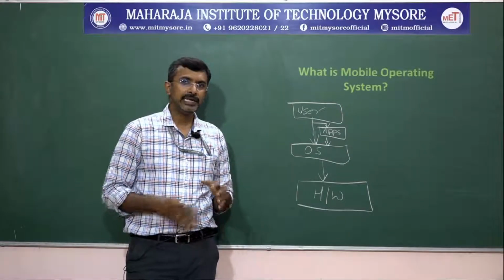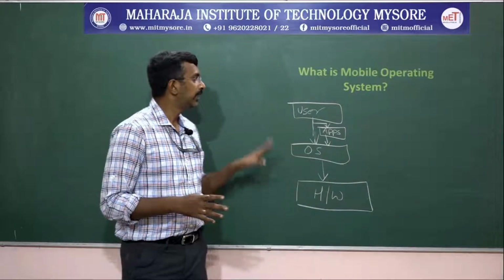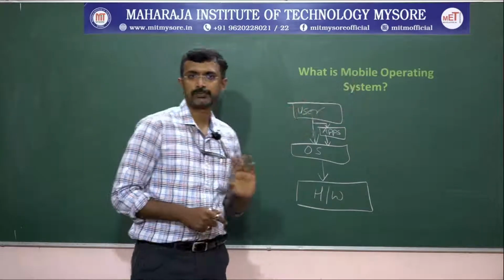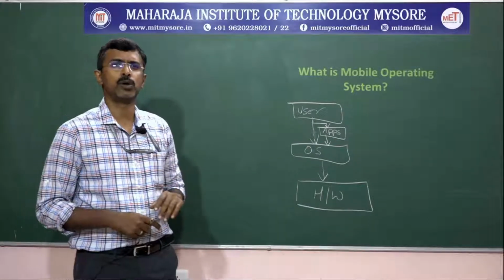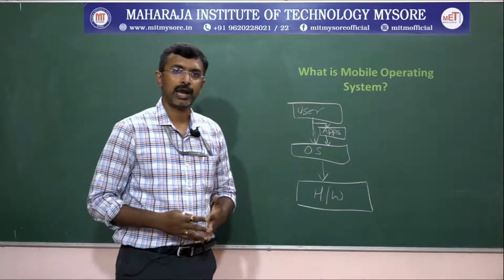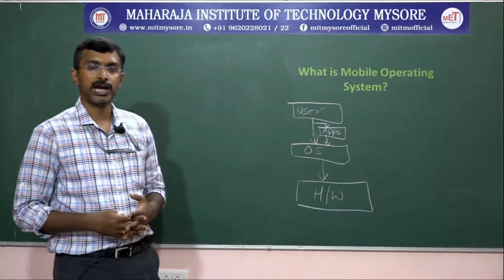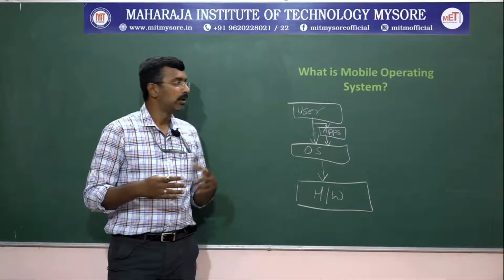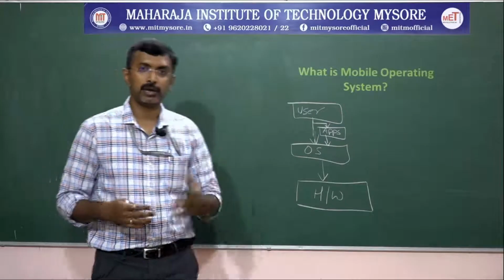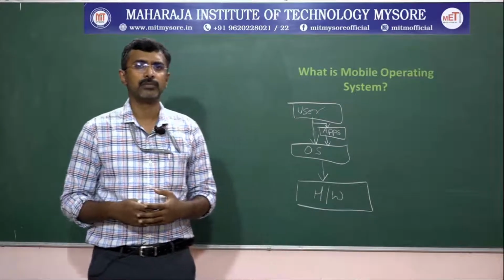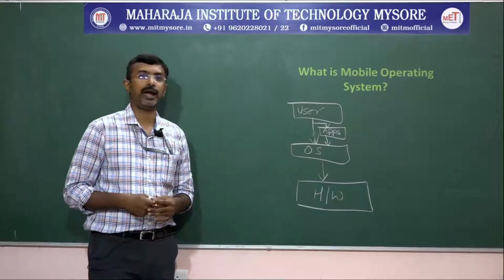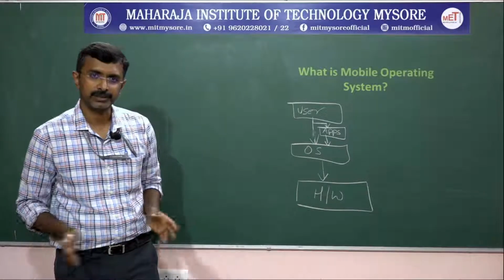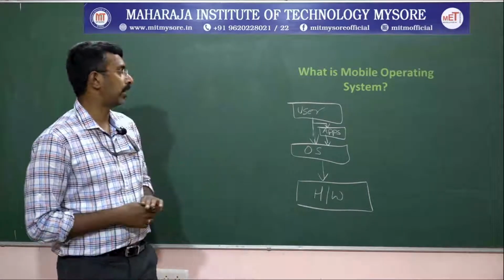So overall, any hardware has an OS. The same thing goes with mobile operating systems also. So which are the different mobile operating systems available? We have Android, we have iOS, we have BlackBerry, we have Symbian. So many OSs have come, and the successful ones are Android and iOS, and the rest have all lost their market. So this is the overall picture of an OS.